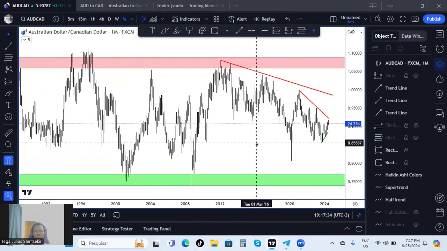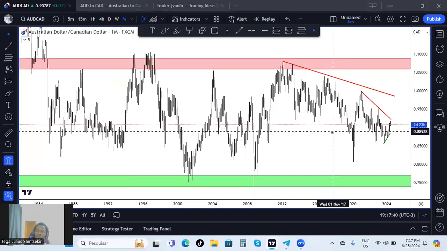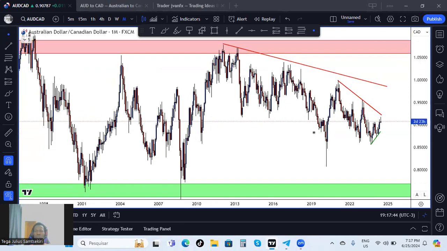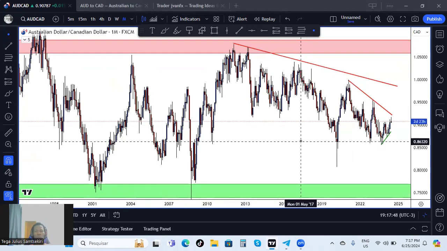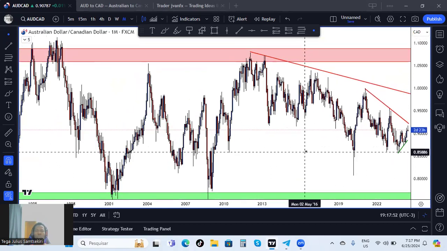All right, so today I am going to be talking about the Fibonacci, how to use the Fibonacci to be consistent in making pips, in making profit in the market.